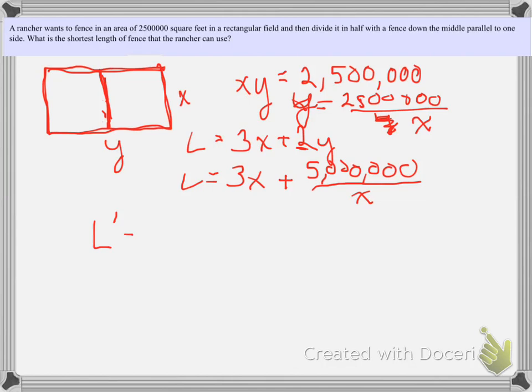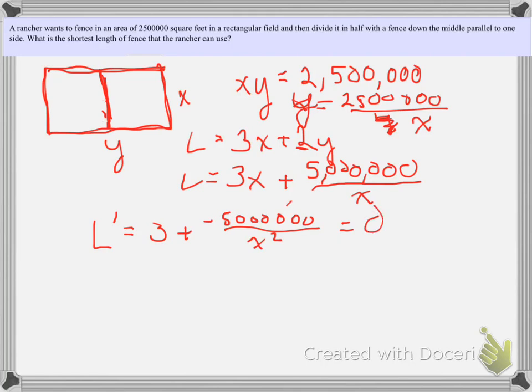We've got a lot of practice at this point with derivatives, so I'm going to go through this one a little bit quickly. Derivative of 3x is 3. Derivative of 5 million over x is negative 5 million over x squared. To check that, you can run your power rule. Now what we do is we take our derivative and set it to 0, and we solve.